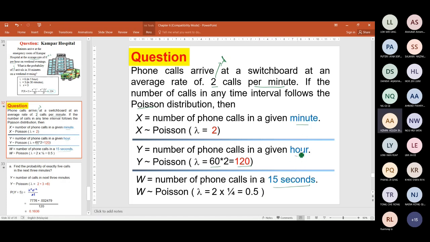From the small to large, minute to hour, you multiply. From the large to small, from minute to second, you multiply also, but it's actually a fraction here. Okay, which actually you divide by 4. Okay, so you have to know how to change the time, the value of this according to the time interval.